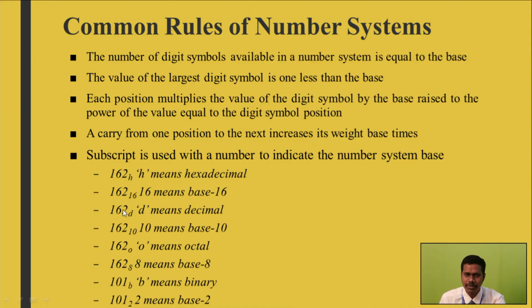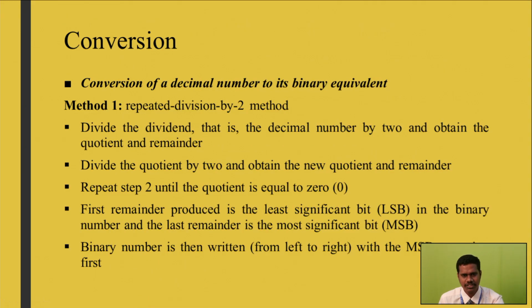Likewise we use D, where D represents the decimal number system. The first letter of the particular number system is represented using that alphabet. Here 162 D gives a decimal number system. 162 with 10 gives a base value 10, which represents the decimal number system. Likewise 162 O represents the octal number system, and 162 with 8 represents the same octal number system. So 8 is the base value of the octal number system. B represents the binary number system, and 2 also represents the same binary number system. So 2 represents the base value of the binary number system.